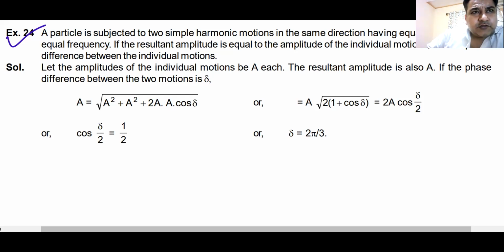So how to do this? You know the amplitude of both the SHMs are same. You call them A and A, and the resultant amplitude is also A. So A becomes root over A square plus A square plus 2 times A into A cos of delta or phi or theta. From here you can find the value of phi or theta. It is 2 pi by 3. You can calculate it anyway and you will get your answer. Am I clear? Shall we move ahead?